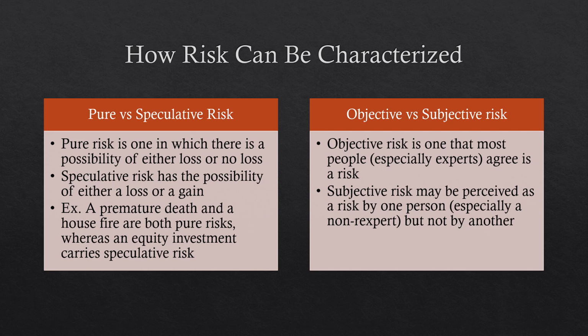You also have objective versus subjective risk. Objective risk is one that most people, especially experts, agree is a risk, whereas subjective risk may be perceived as a risk by one person, especially a non-expert, but not by another.